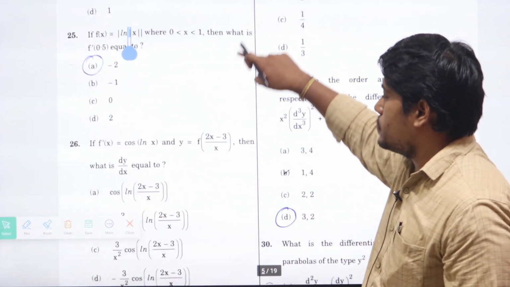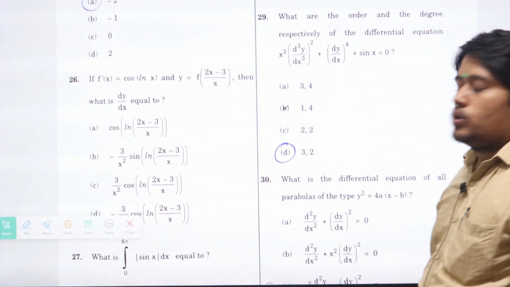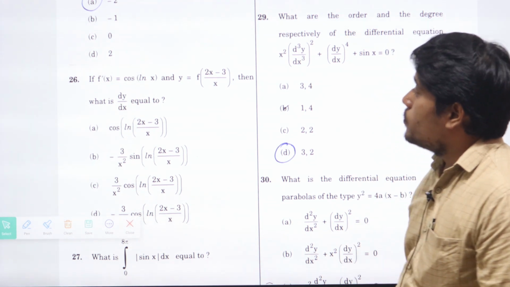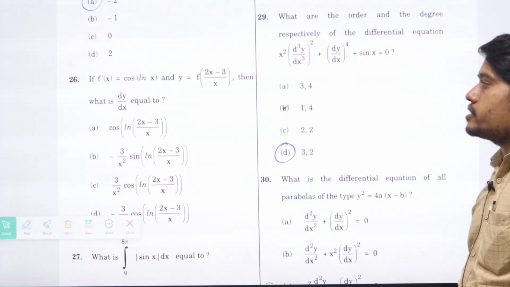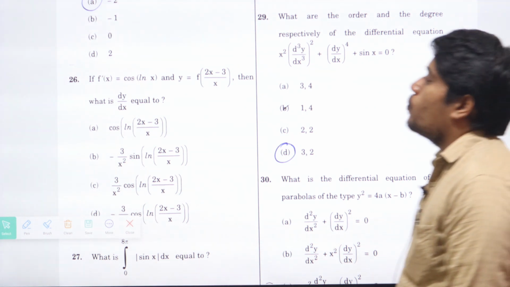Next, question 26. If f dash of x is equal to cos of ln x, and y is equal to f of (2x minus 3) divided by x, then what is dy by dx equal to?